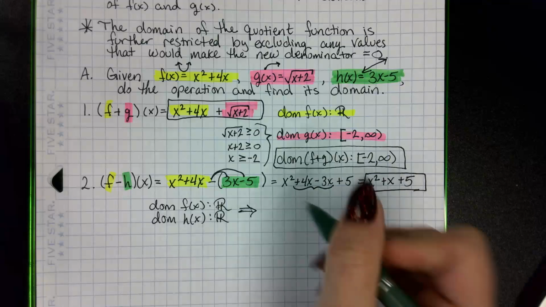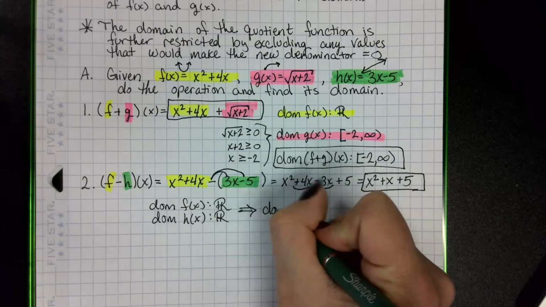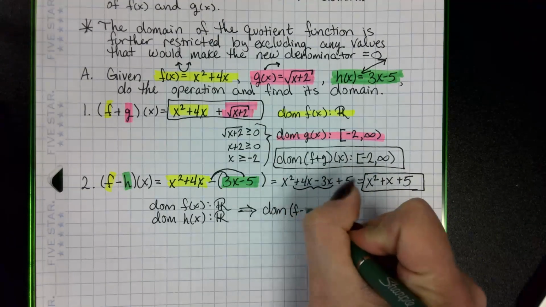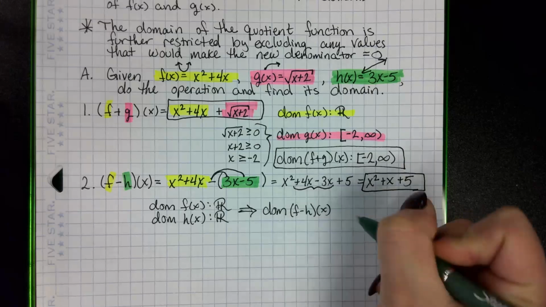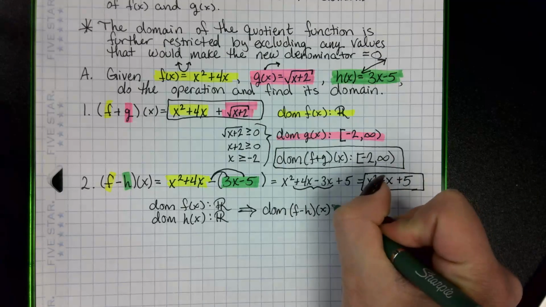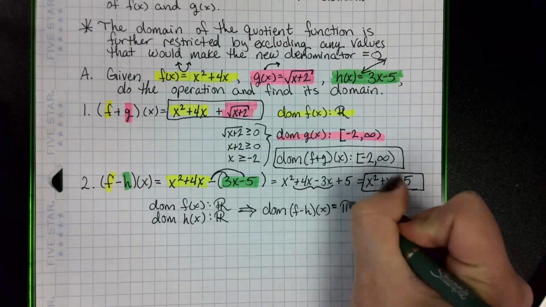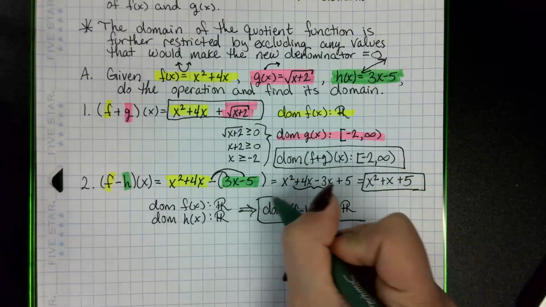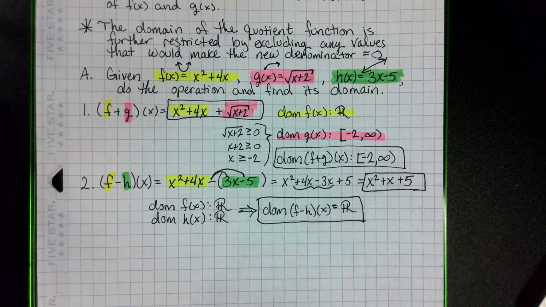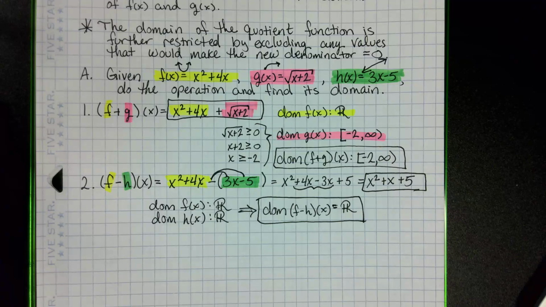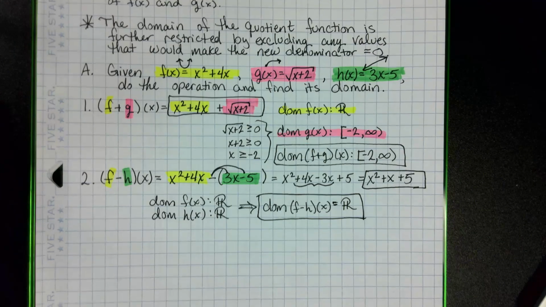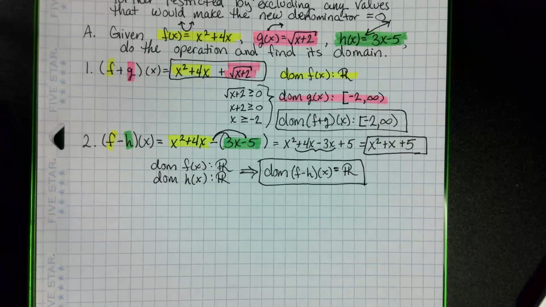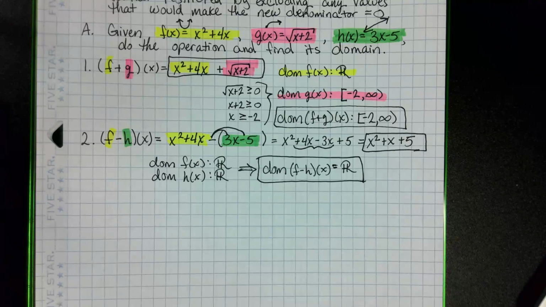So these two imply that the domain of f minus h of x is also all real numbers. And if you like to write -infinity to infinity, that's fine. It doesn't matter however you write it. All right, so we did addition, we did subtraction.